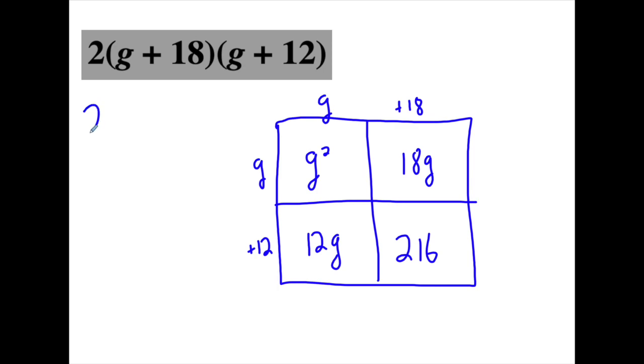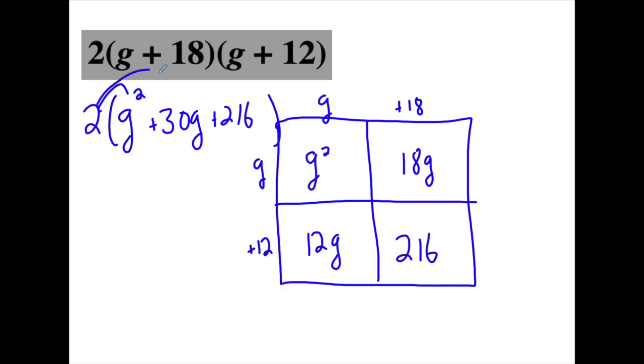So in this case, you drop the 2 out there because you're not multiplying. It's not a 1. We're going to have to distribute that. So we get g squared plus 30g plus 216. And now we distribute, wave check, 2g squared plus 60g plus 432.